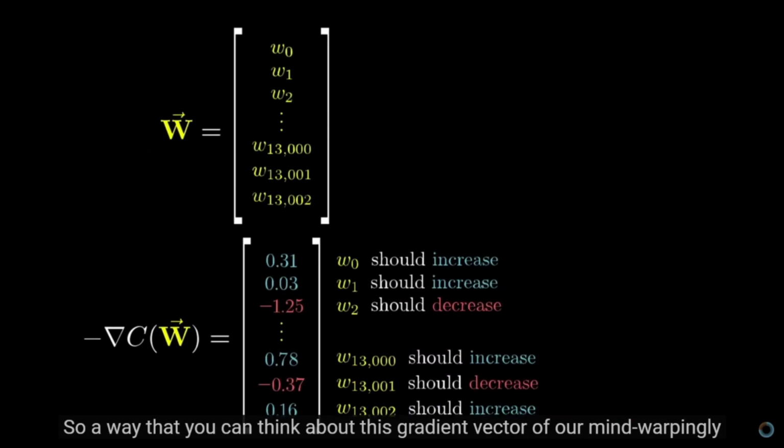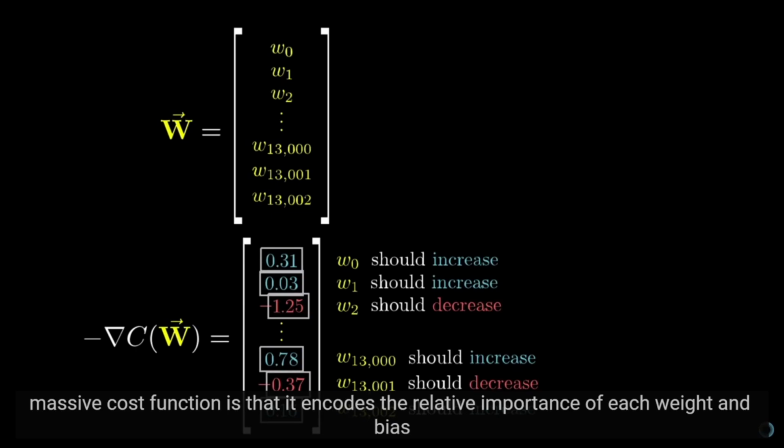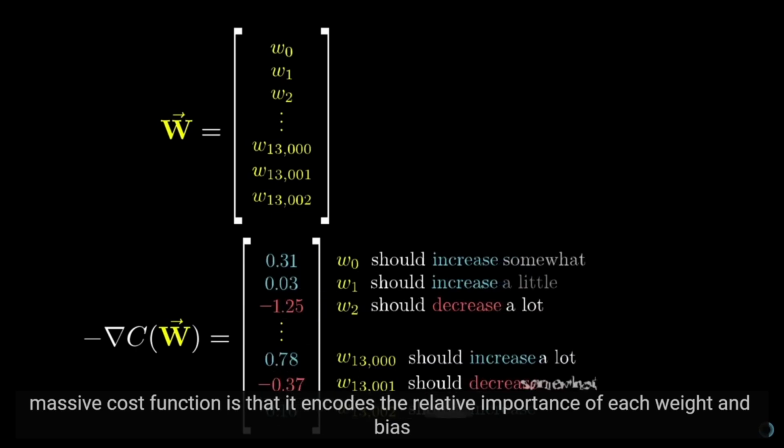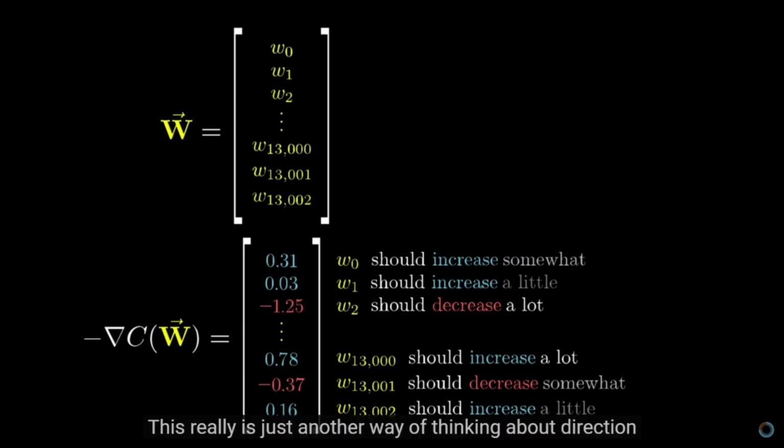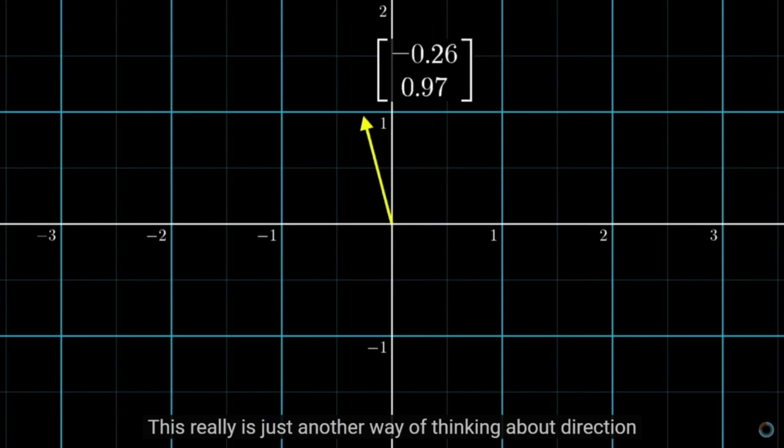So a way that you can think about this gradient vector of our mind-warpingly massive cost function is that it encodes the relative importance of each weight and bias. That is, which of these changes is going to carry the most bang for your buck. This really is just another way of thinking about direction.